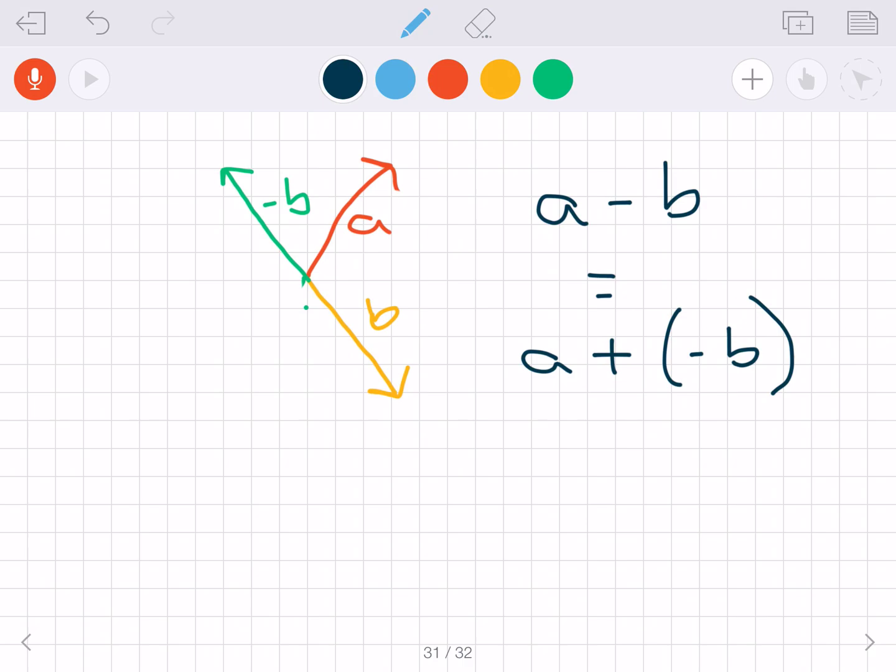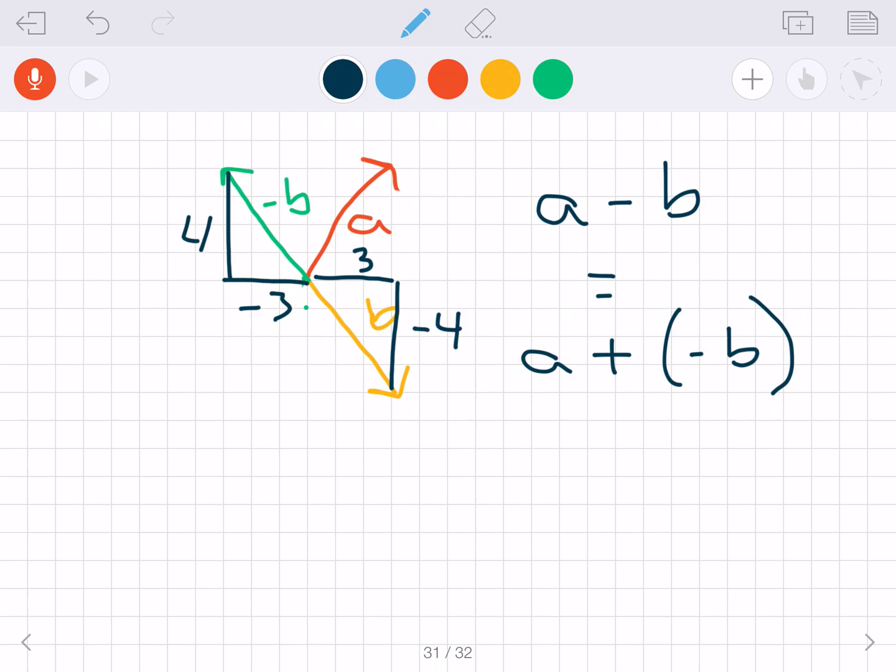So for our regular B vector, if you notice, we go over 3, so we have a horizontal change of 3 and down 4. So we have a horizontal change of positive 3 and a vertical change of negative 4. So our negative B would be the exact opposite. It would have a horizontal change of negative 3 and a vertical change of positive 4. That would be the opposite vector.